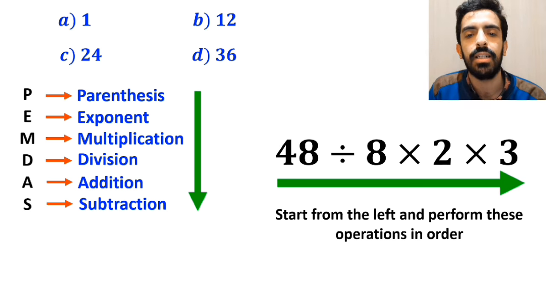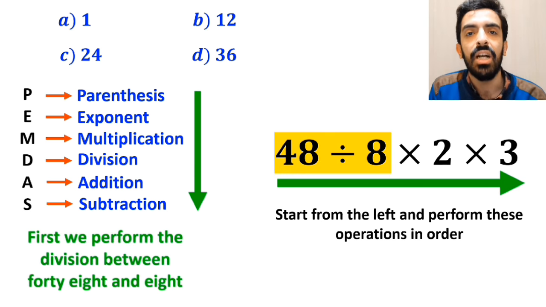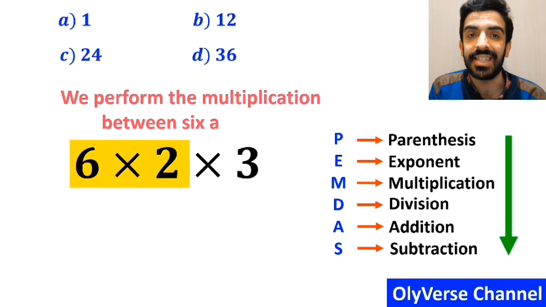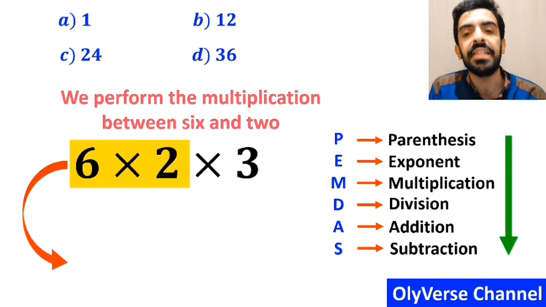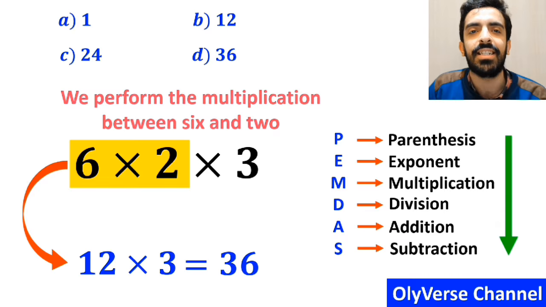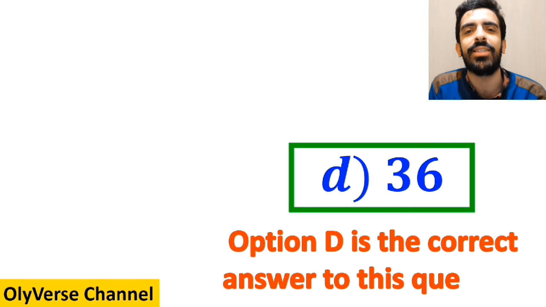In this situation, the best thing to do is to start from the left and perform these two operations in order. So, first we perform the division between 48 and 8, which simplifies this expression to 6 multiplied by 2 and again multiplied by 3. And the final step, we perform the multiplication between 6 and 2. And instead of this expression, we can write 12 multiplied by 3, which finally gives us the answer 36. Therefore, option D is the correct answer to this question.